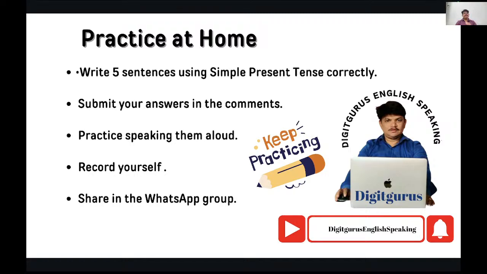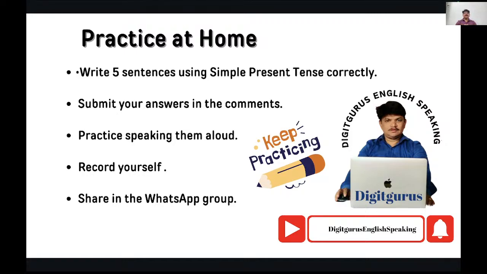You may take any one sentence. For example, I read a book. Do I read a book? I don't read a book. Don't I read a book? In this way, you can practice at home. Another sentence you can take: She reads a book. Does she read a book? She doesn't read a book. Doesn't she read a book? Like this, you can practice it. Practice, practice, practice. That's the only solution for fluency in English.